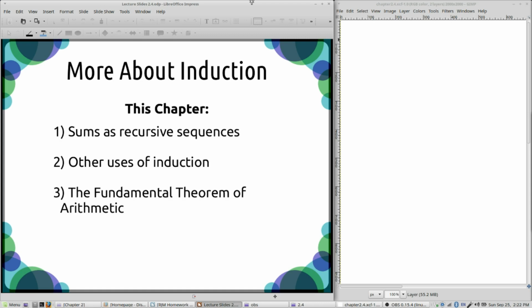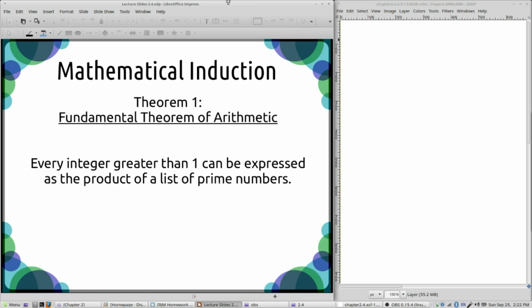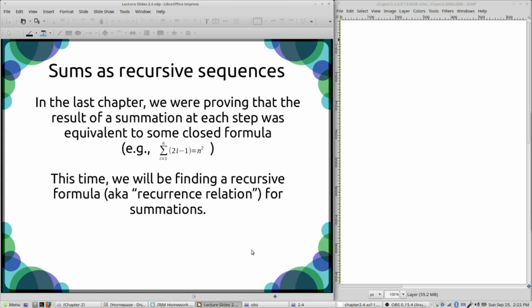So in this chapter, we're doing sums as recursive sequences and other uses of induction, and it covers the fundamental theorem of arithmetic. So this theorem is pretty simple. It's just saying that every integer greater than 1 can be expressed as the product of a list of prime numbers. So this is what you learned in algebra when you were basically factoring things down to their simplest parts. So for example, 4 can be factored down to 2 times 2, 5 is just 5, 6 is 2 times 3, and so on. So everything can be expressed as prime numbers if you break it all down.